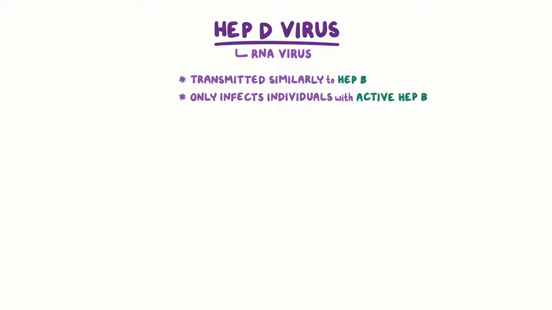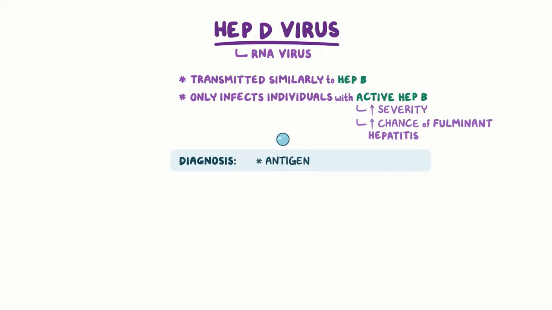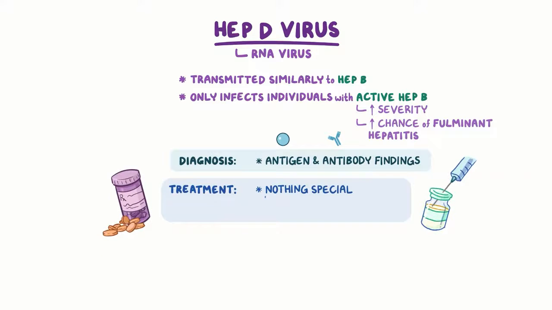Hepatitis D is an RNA virus transmitted similarly to hepatitis B virus. It can only infect individuals with active hepatitis B infection, and increases the severity and the chance of fulminant hepatitis. It's diagnosed by antigen and antibody findings. No special treatment is required as treating and preventing hepatitis B treats hepatitis D as well.